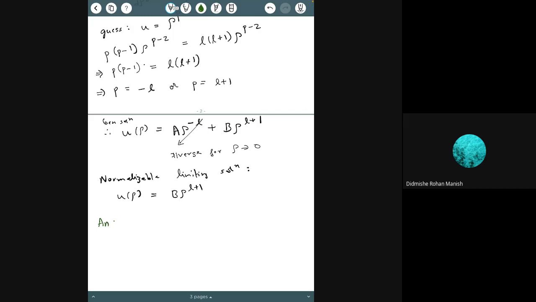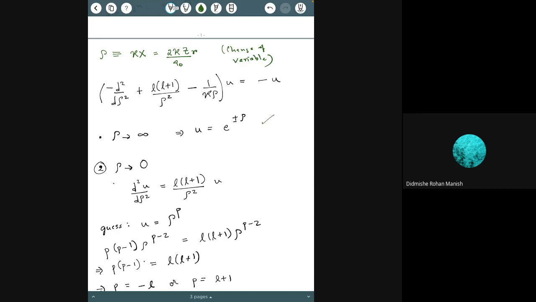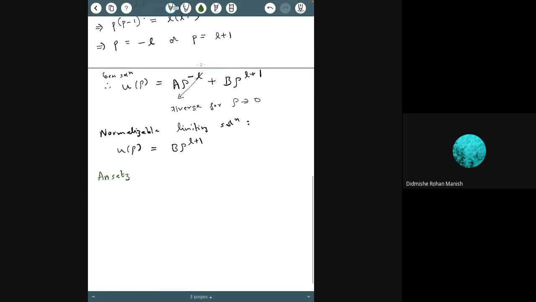And so that e to the power minus rho will, you're saying that will just become 1, so we are not considering that one. That's what you're saying. E to the power minus rho, that was the limit for rho tending to infinity. So that is one limiting solution. When rho tends to infinity, my differential equation gives this solution, e to the power minus rho. And here, in the limit rho tending to 0, my differential equation gives the solution, some constant into rho to the power L plus 1.